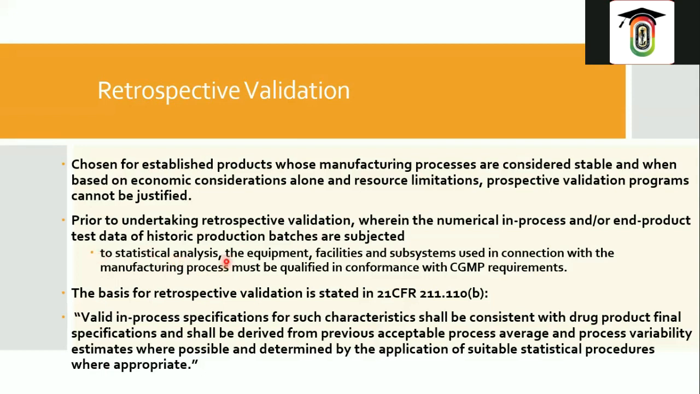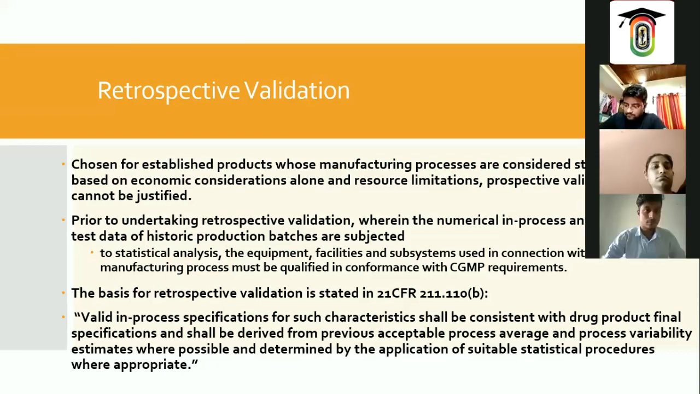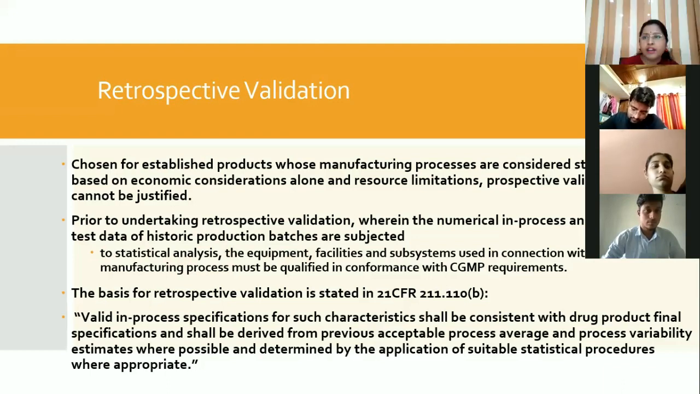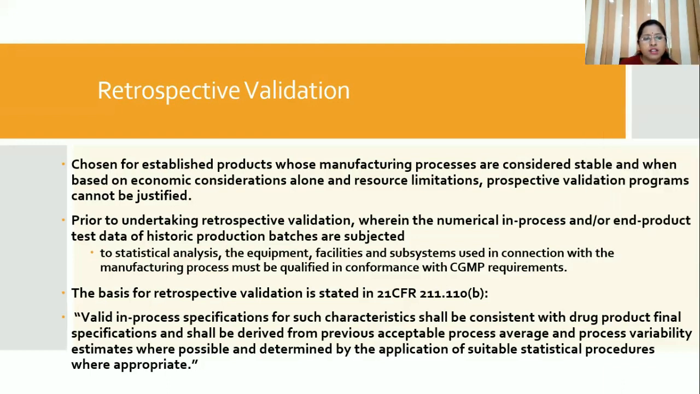So for this, we'll go for the statistical analysis, then the equipment, facilities available there, subsystem, then the connections used over there. Here we can see the subsystem used in connection with the manufacturing process must be qualified in conformance with current GMP requirements. So while taking the historic production batches data, you need to take care that it should conform with the current GMP requirements.